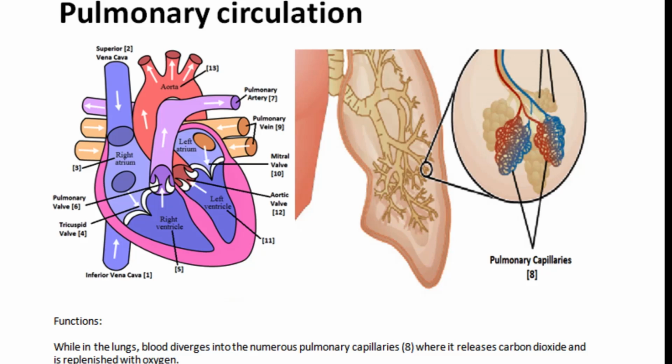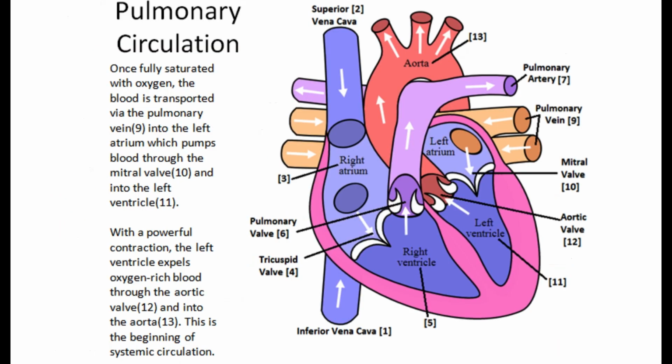Once fully saturated with oxygen, the blood is transported via pulmonary veins into the left atrium, which pumps blood through the mitral valve and into the left ventricle. Here, oxygenated blood comes back from the lungs to the heart through pulmonary veins. I have denoted with number 9.